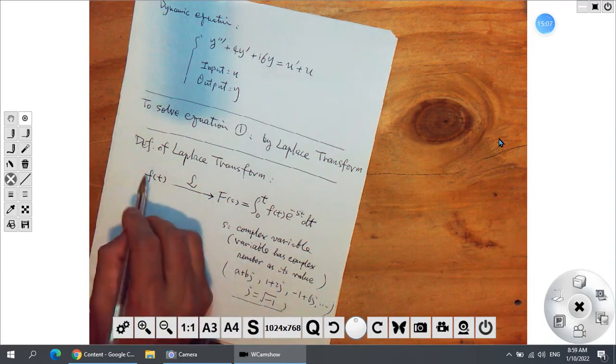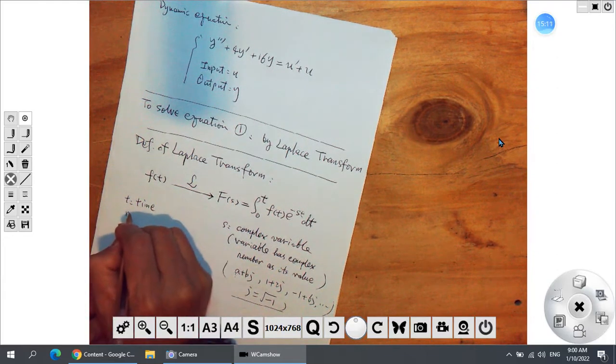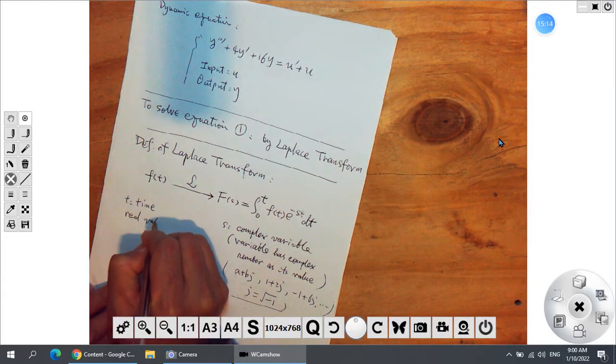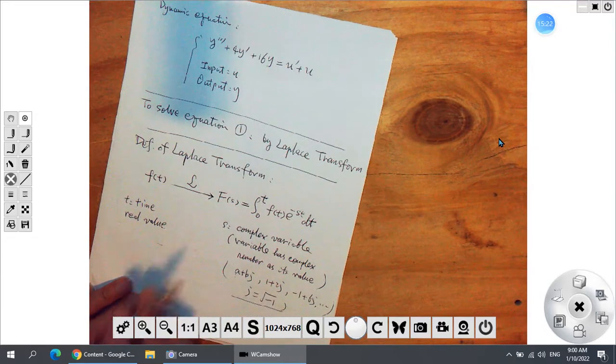t is a real number. t is time. It must be real valued. But s is a complex variable. Its value should be a complex number. Right, so this is the definition of the Laplace transform.